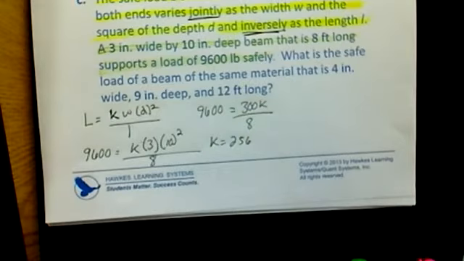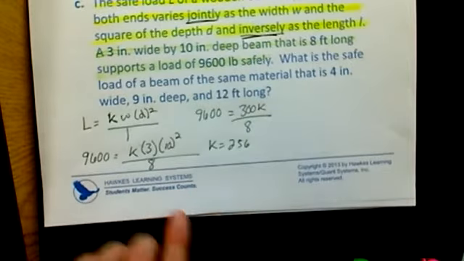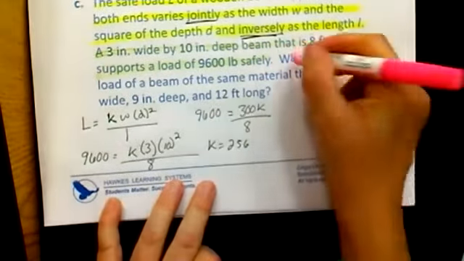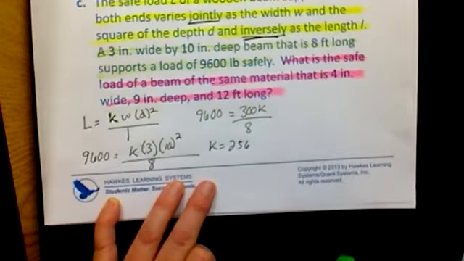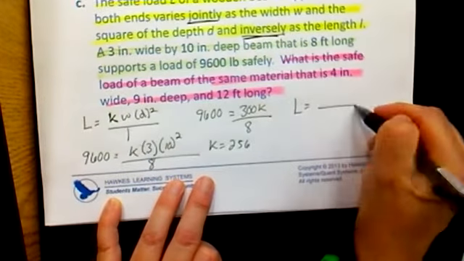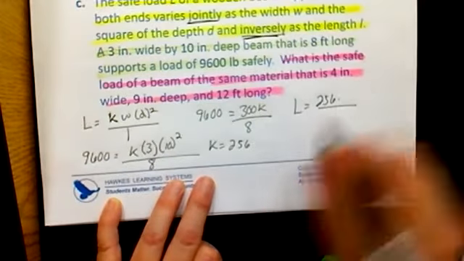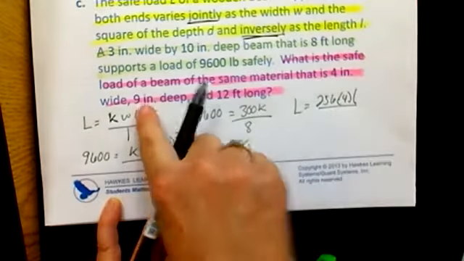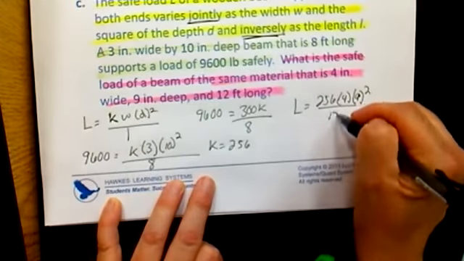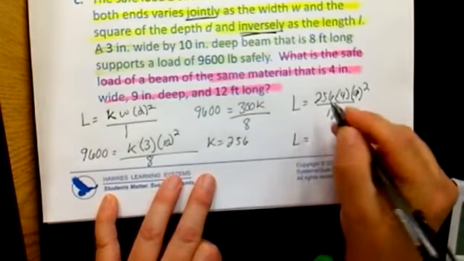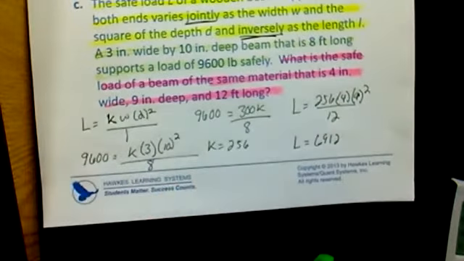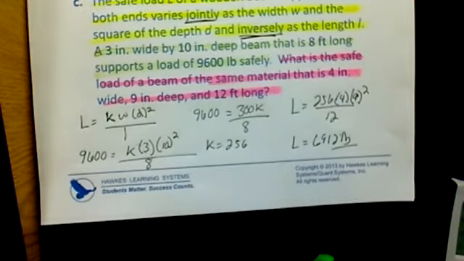And then from 256, we are going to use that with my next piece. And it says, what is the safe load of a beam with the same material that is 4 inches wide, 9 inches deep, and 12 feet long? So we need to find load. So we're going to plug those pieces back in. So I got K, which is 256, times my width, which is 4, times my depth squared, all over my length of 12. So 256 times 4 times 9 squared equals, divide that by 12, and I get my new load. So my new load is 6,912 pounds of load.